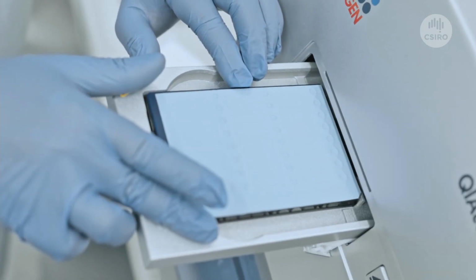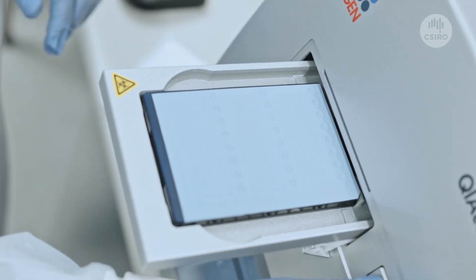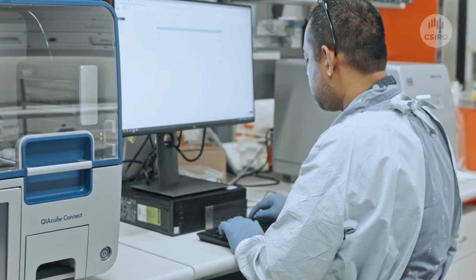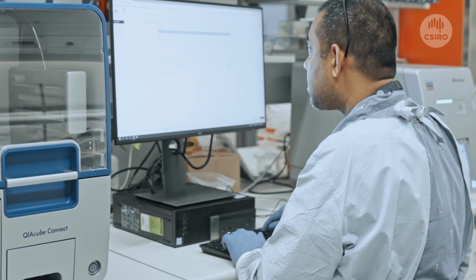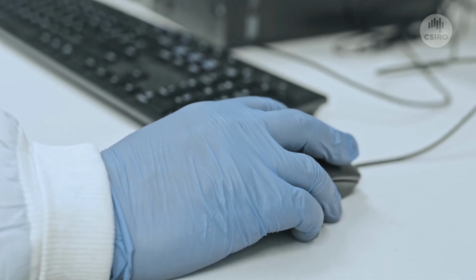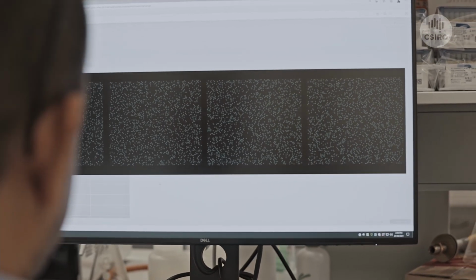Once the RT-qPCR run is completed, critical analysis of results takes place, where samples are cross-checked alongside all quality controls to verify the run and then reported to Queensland Health. This is one of CSIRO's responses to the management of the current pandemic.